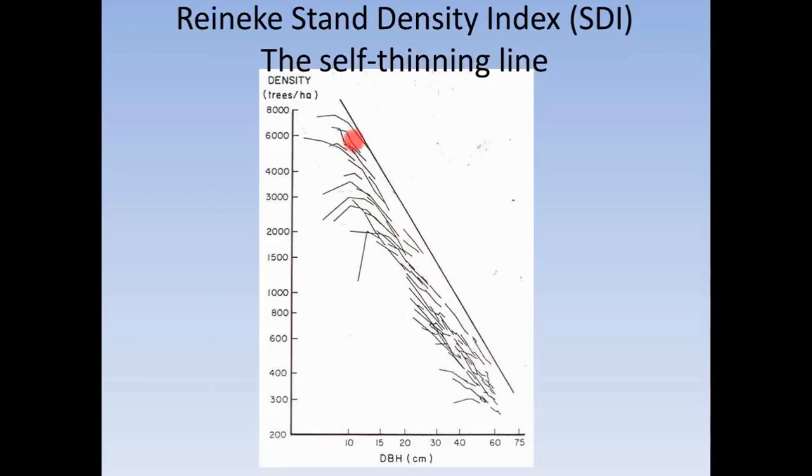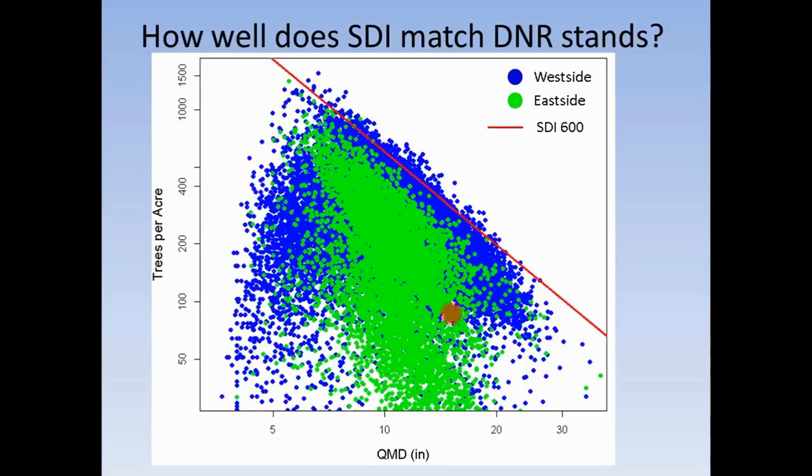In this case, very few of them are actually reaching this line, so there's some lack of precision here on where that line actually is, but it is intriguing to see stands moving along the self-thinning line. Okay, now I'm going to jump over here since I introduced it already.